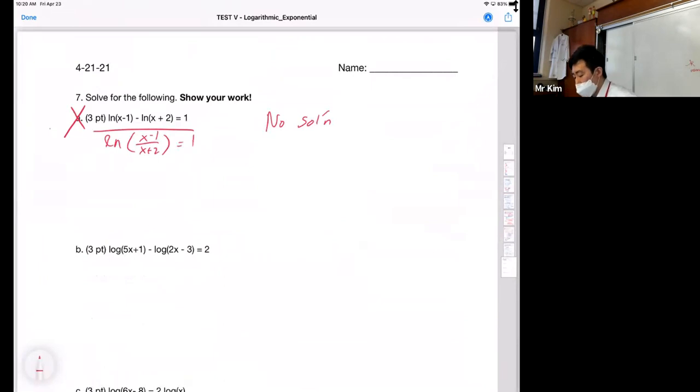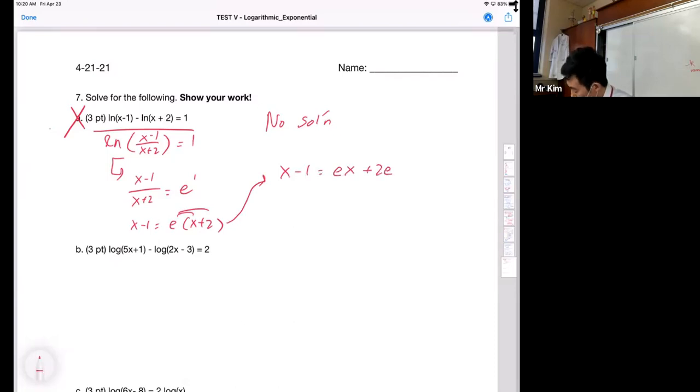A lot of you guys understand the quotient rule. This, in exponential form, x minus 1 over x plus 2 equals e to the power of 1. That's the equivalent exchange between the logarithmic form to an exponential. x minus 1 equals e times (x plus 2). e is just a number. Don't get confused by that. x minus 1 equals ex plus 2e. Move all the x's and move all the numbers. So you get x minus ex is equal to 2e plus 1. You can kind of factor out the x here.